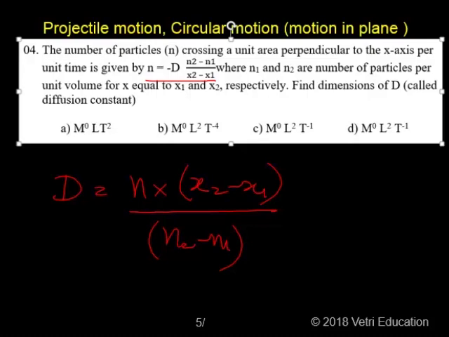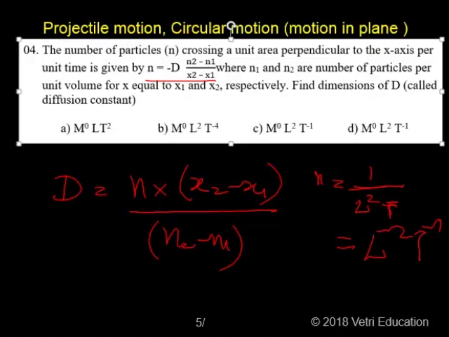So what is the dimension of n? Here n is the number of particles crossing a unit area perpendicular to the x-axis per unit time. The number of particles does not have any unit. Per unit area means divided by area, which is L squared, and then per unit time, so the time should also be in the denominator. So it is 1 by L^2 T. So the dimension of n is L^-2 T^-1.